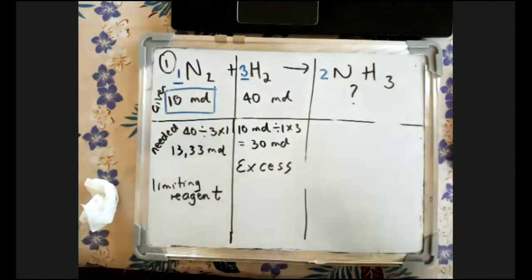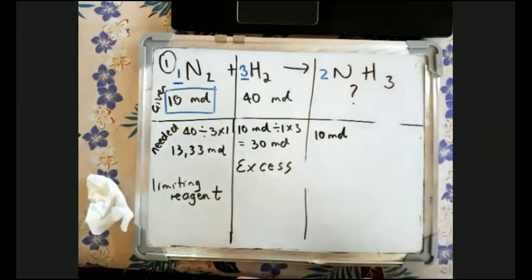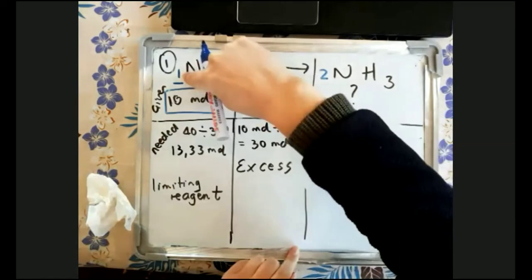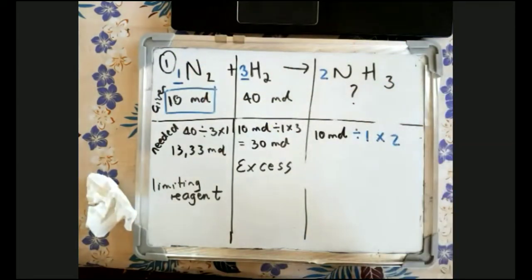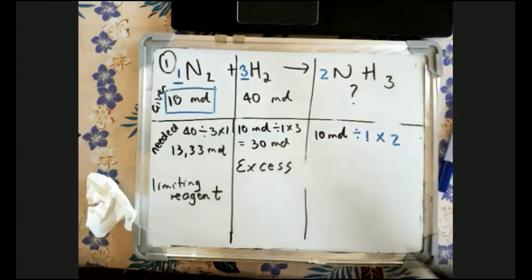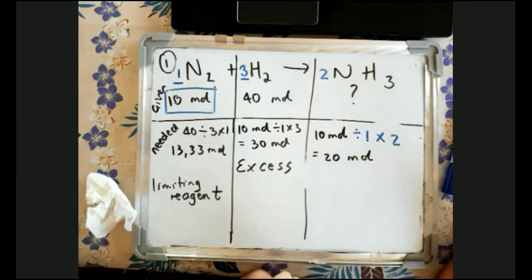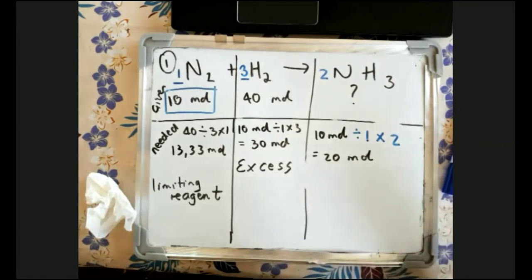So we go 10 mole divided by, and you can use lots of colors in the section to help yourself figure everything out, divided by the number I'm with, times by the number I'm going to. So divided by 1, times by 2, which gives me 20 mole. So 20 mole of NH3 should form here. If they ask me for the mass of NH3, I'd easily just work with the mole triangle and work that out. We'll do that in the next one.